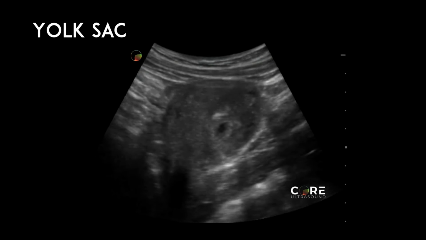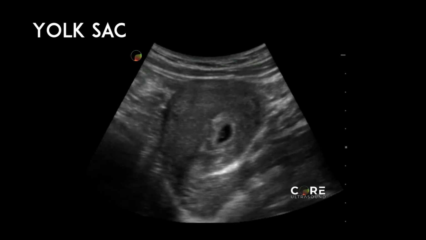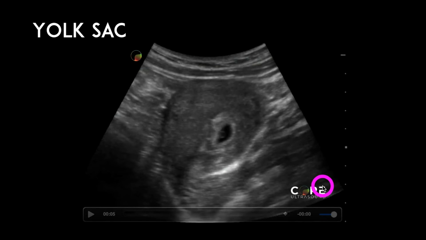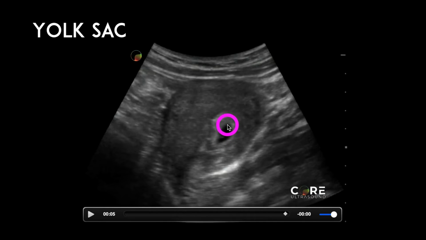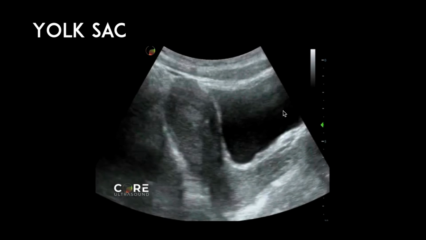Now, the first sign of a definitive intrauterine pregnancy is the yolk sac. It kind of looks like a little Cheerio. You can actually tell right here we have a good gestational sac. It is about oval in shape. We've got a decidual reaction, and we can see here this little Cheerio right here. That is the yolk sac, and that is the first sign of an intrauterine pregnancy.